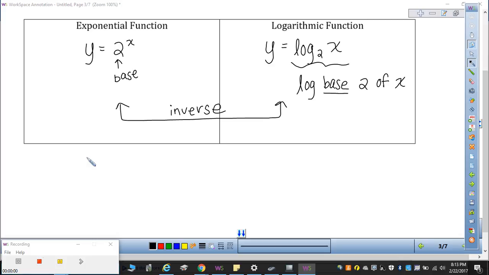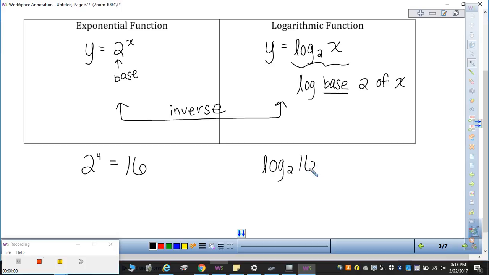For example, let's think about 2 to the fourth power. If we put a 4 into the machine, the number coming out will be 16. If we were to take the 16 and put it into the log function, going backwards, we would have log base 2 of 16, and the number coming out would be 4. We're ending up with the same number that we started with.